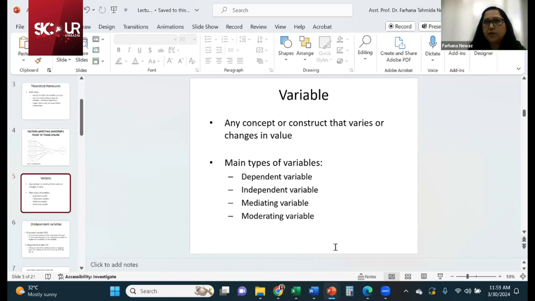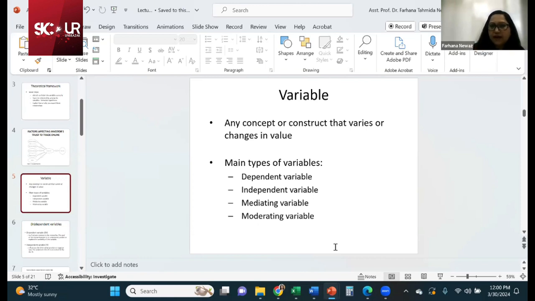For the mediating and moderating variable concepts I'm going to give you, it's not necessary that you must consider a mediator and moderating variable in your conceptual model. Based on the theory and the literature review, if you see that yes, between the independent and dependent variable I need to consider a mediator as well as a moderating variable, then you can put it in your conceptual model. Otherwise, no need. But independent and dependent variables are a must to come up with the conceptual model.